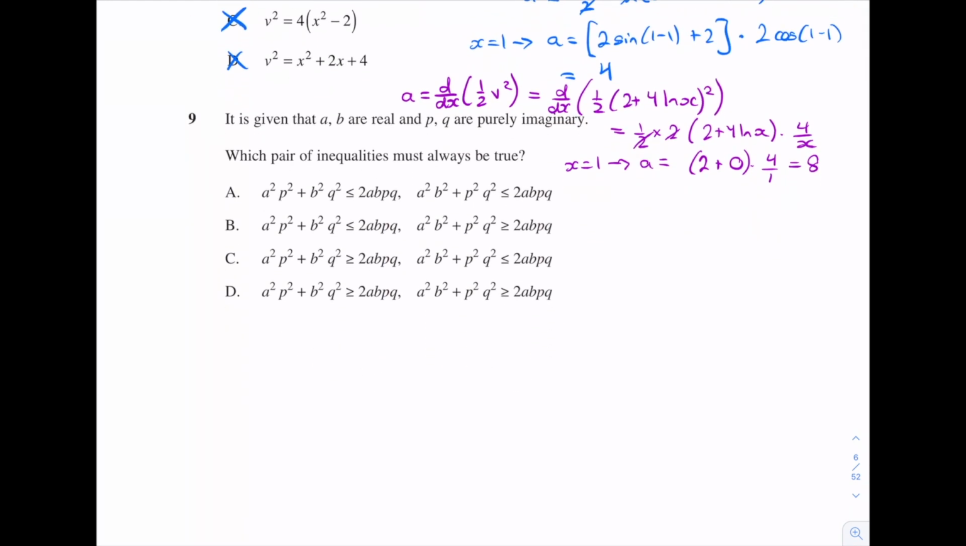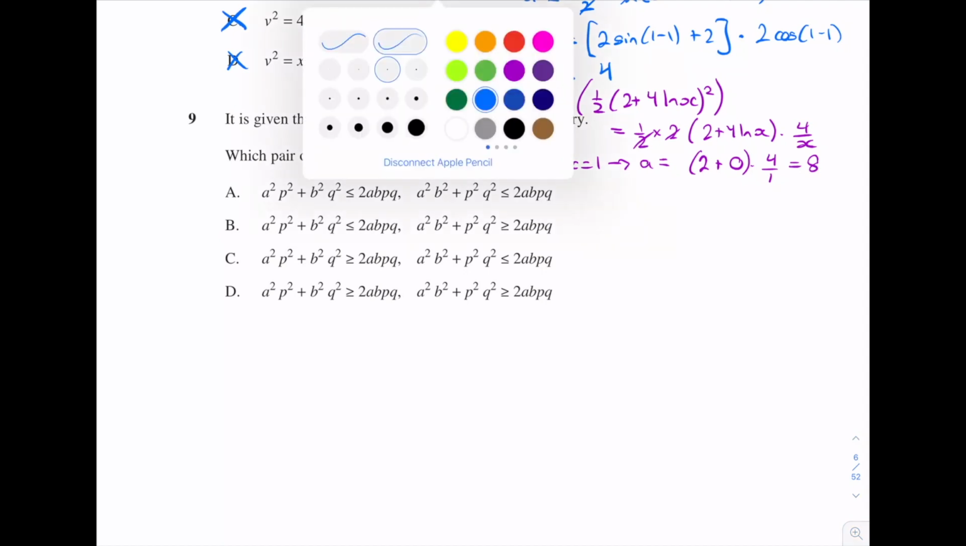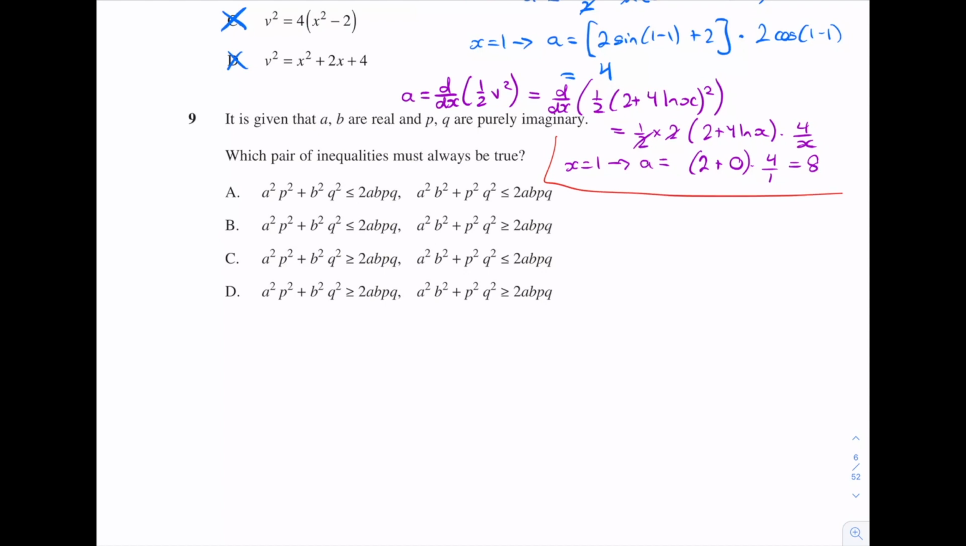Okay, this looks interesting. It is given that A, B are real and P, Q are purely imaginary. Which pair of inequalities must always be true? Wow, okay. This looks very interesting because we're dealing with complex numbers, but we're also dealing with inequalities, which we know is something that we can't really do. We can't really work with complex numbers and inequalities because the complex numbers are not ordered.